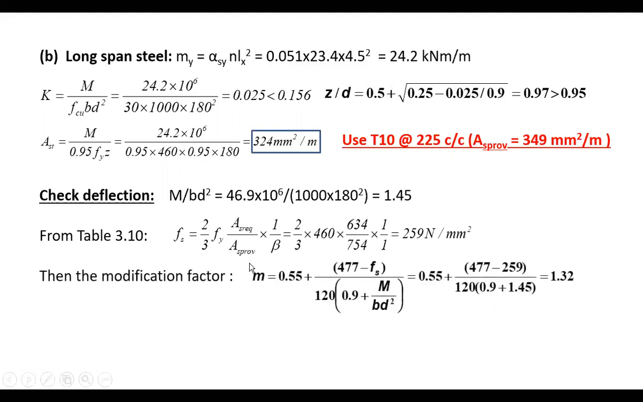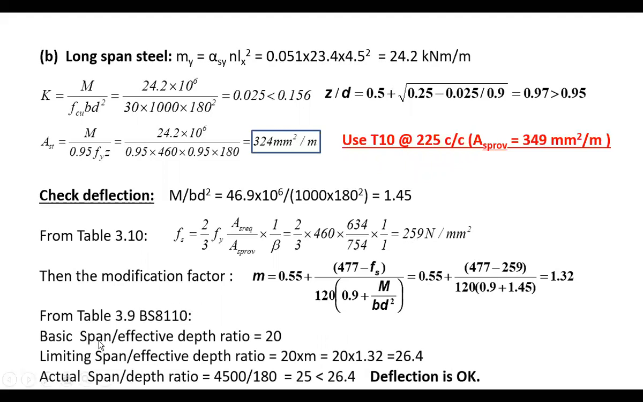Substitute this value into the equation of M. M equals 0.55 plus (477 minus Fs) divided by 120 times (0.9 plus M over BD square), which we got as the first step here, where Fs is 259. Substitute all the values and we get a modification factor of 1.32. So your deflection check is almost finished. You have to check now the limiting span to depth ratio and compare with the actual span to depth ratio.